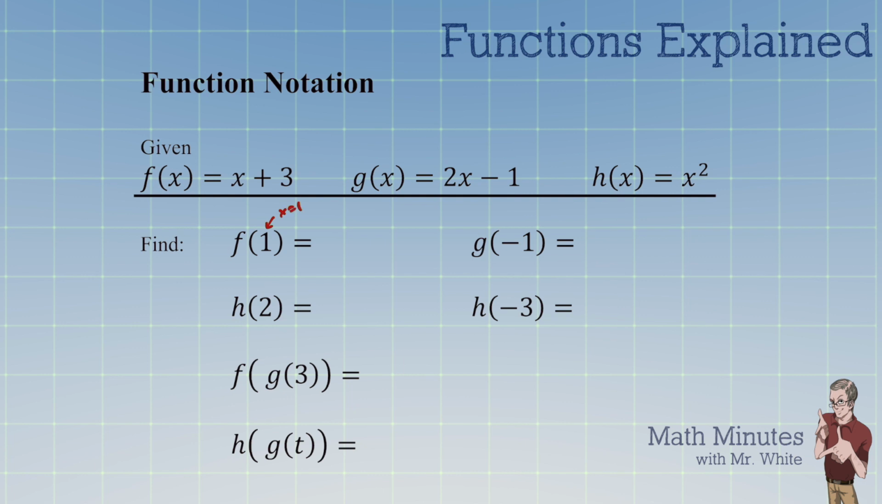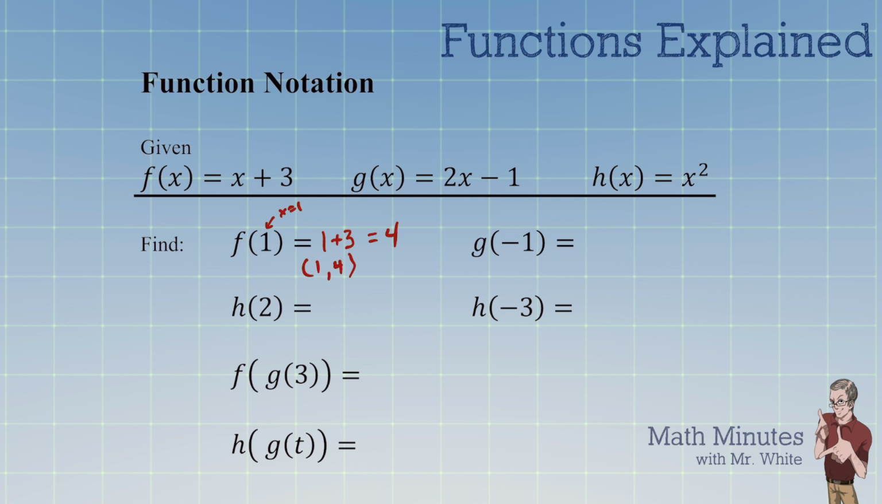That means you're going to put x equals 1 into the function. So the function f is x plus 3. So we're going to use that function. So we put 1 plus 3, that equals 4. So we would say f of 1 equals 4. And by the way, as an ordered pair, that means that (1, 4) is on the graph of f.